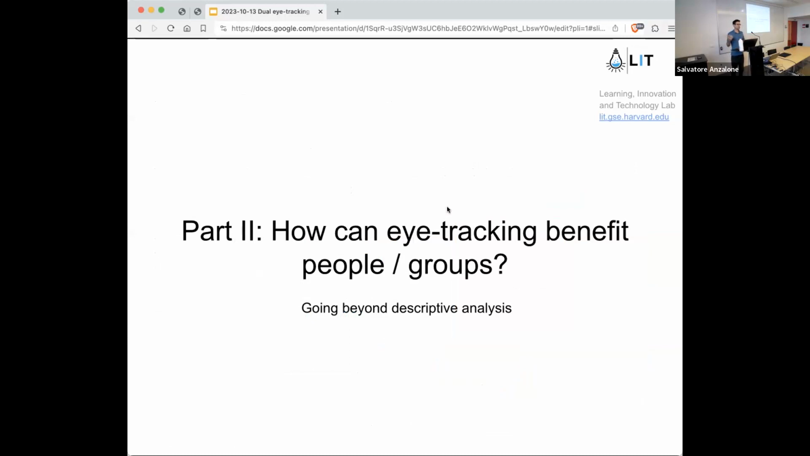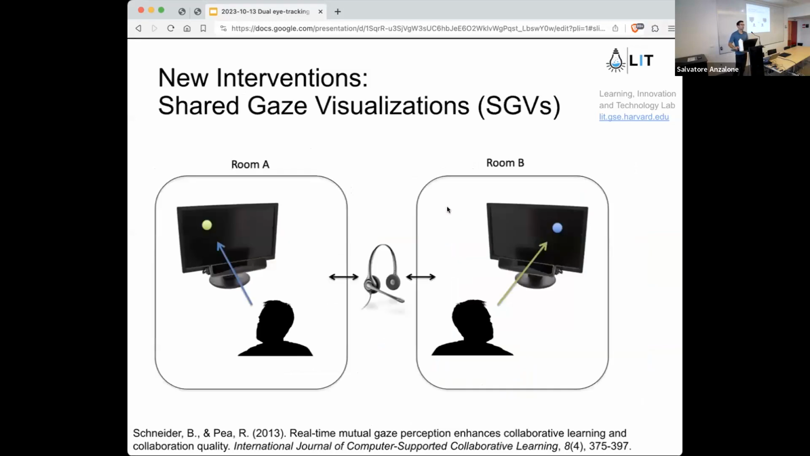Great. What do you do with this? How can you actually use those results to help students do a better job of working together? So in the second part, I wanted to talk about an invention that we've been working on for quite a bit of time called the shared gaze visualization.